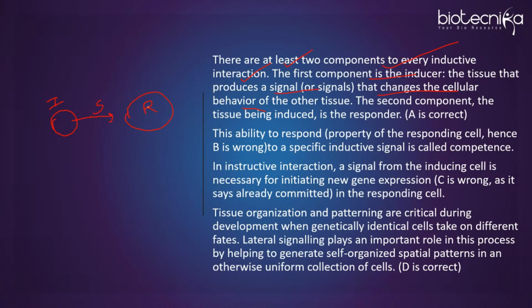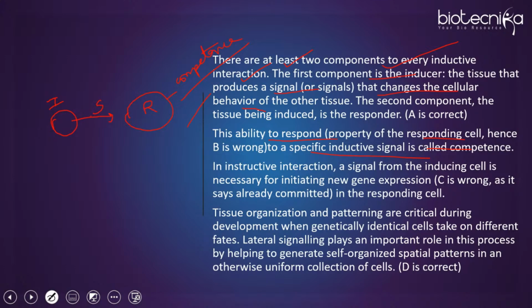Now every cell won't be able to take the signal. Only cells which have competence will be able to take the signal. But what have they said? Inducing cell should have competence? No, the responding cell should have competence. The simple logic: competence means capacity to respond. The ability to respond to a specific inductive signal is competence. But that is a property of the responding cell, not the inductive cell. That's why statement B was wrong.